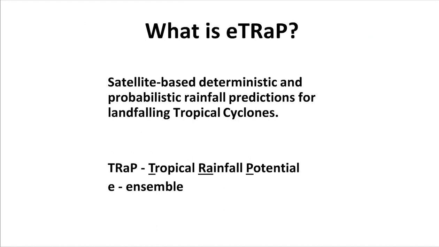eTRaP is a satellite-based deterministic and probabilistic rainfall prediction for landfalling tropical cyclones. TRAP stands for Tropical Rainfall Potential, which is the base product, and eTRaP is an ensemble of TRAPs. In order to better understand eTRaP, we will look briefly at TRAP first.